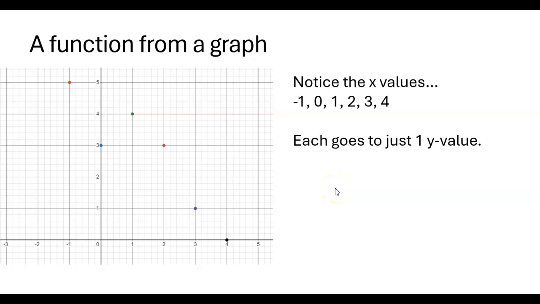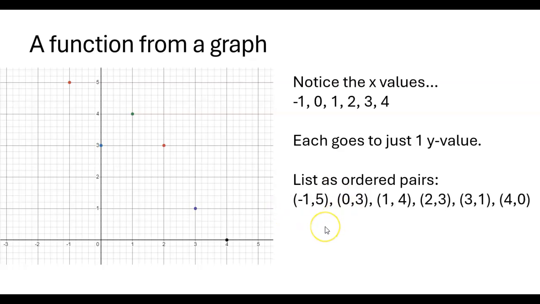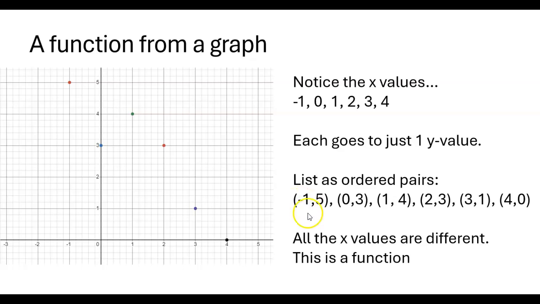And if you think, well, that's a little bit hard to see from the graph, we can list these as ordered pairs. So I have (-1, 5), (0, 3), (1, 4), (2, 3), (3, 1), and (4, 0). When you list it out that way, it is easy to see that all x values are different. If all x values are different in our given set, then it is a function because each of those x values goes to exactly one y value.